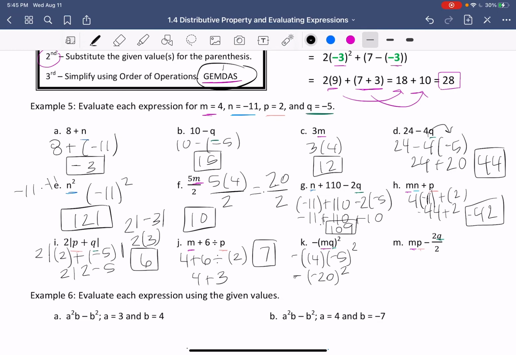So negative 20 squared is going to give us 400. So that negative still needs to stay on the outside right now. Remember, a negative times a negative, which we had negative 20 times negative 20, is going to give us a positive. That's where we got 400. And then if we're multiplying that negative 1 that we know is actually there times 400, our answer will be negative 400.